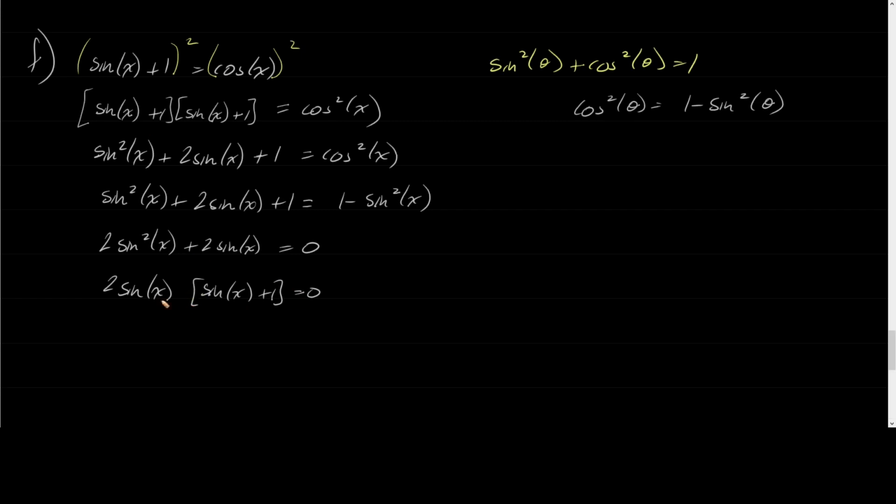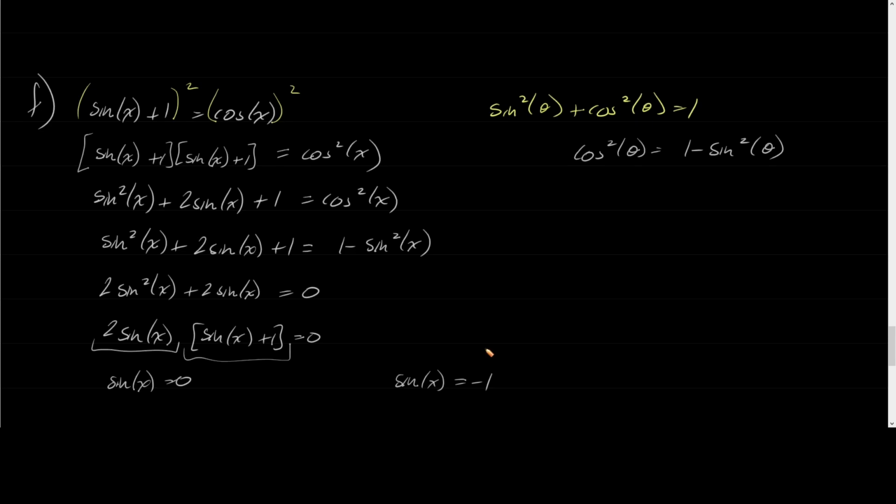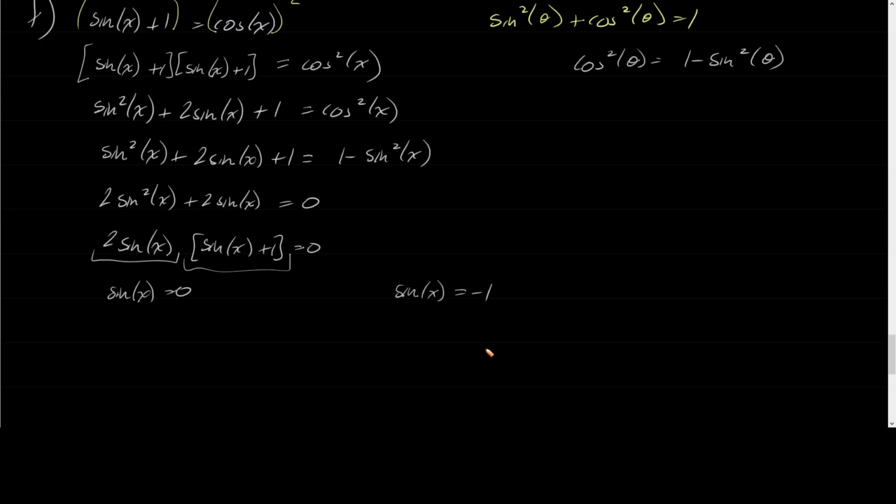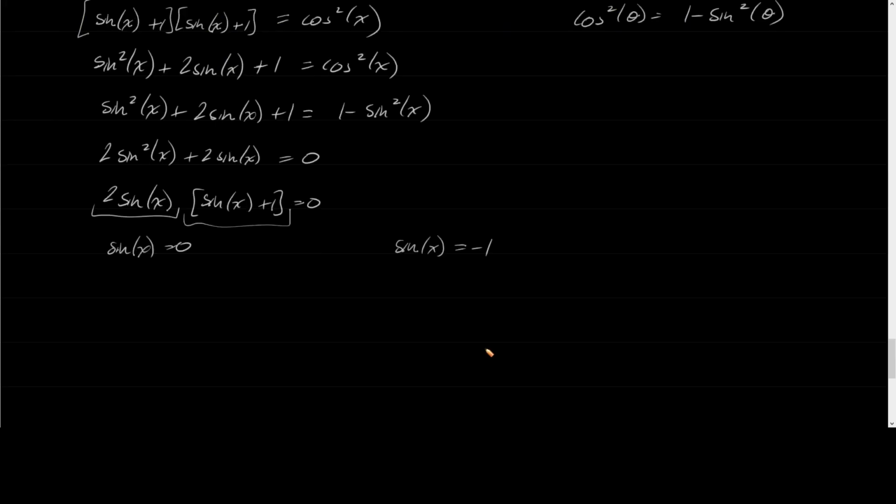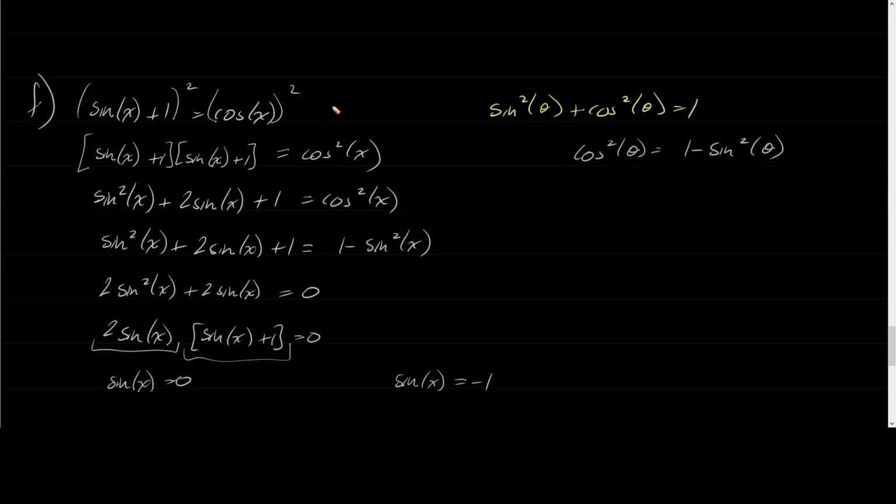Well, I've got a product of two things equaling 0, so this first one tells me that sine of x must be equal to 0. The second one tells me that sine of x must be equal to -1. All right? And by the way, I forgot to say here, in the unit circle, on 0 to 2 pi.